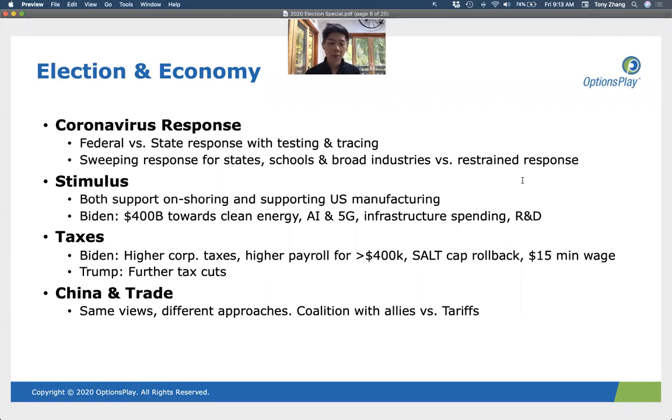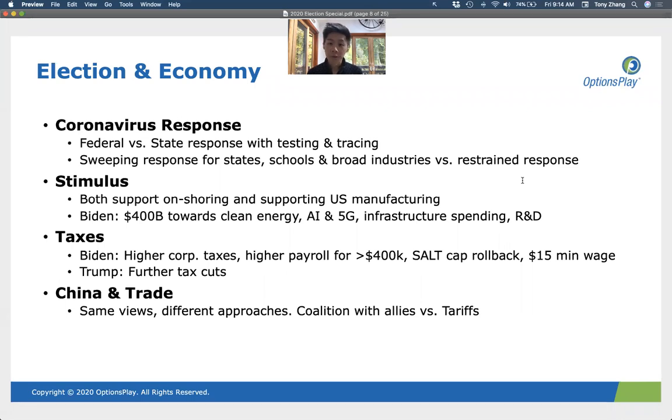Now, on the China and trade war side, this is another big issue for our economy. This is actually one area where both Biden and Trump see eye to eye in terms of standing up to China. They both see the same issues with China. What's very different is how they're approaching it. Trump is going with tariffs, versus Biden, who is suggesting that he wants to have a coalition with allies to pressure China into talking at the table.